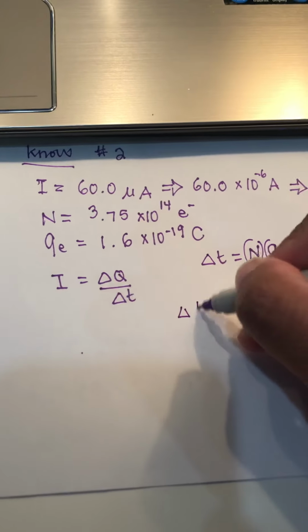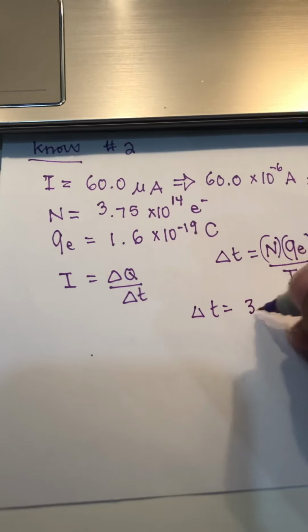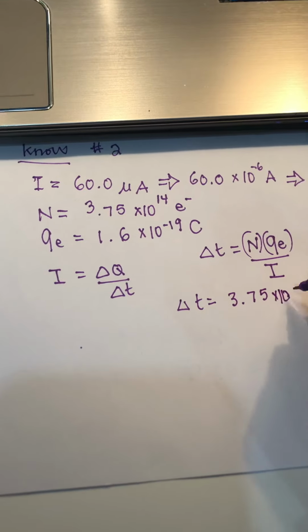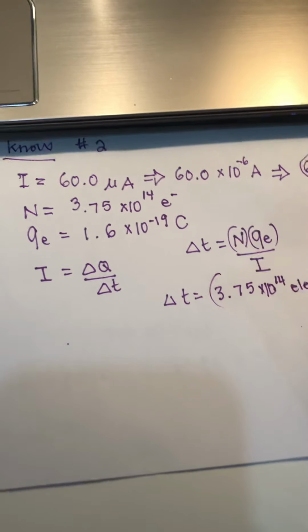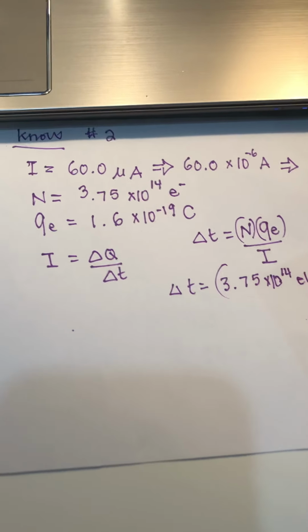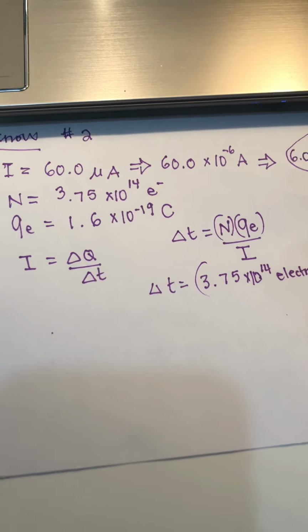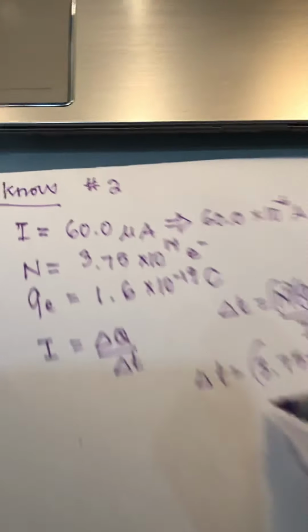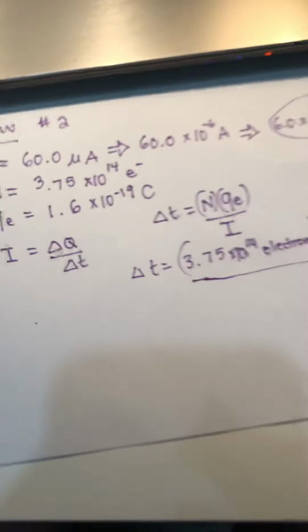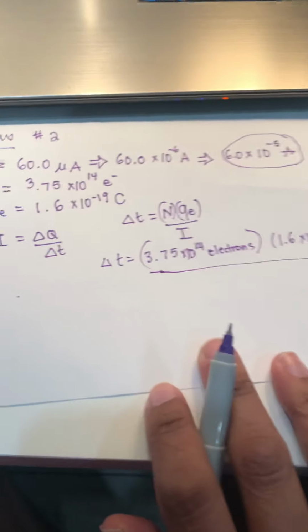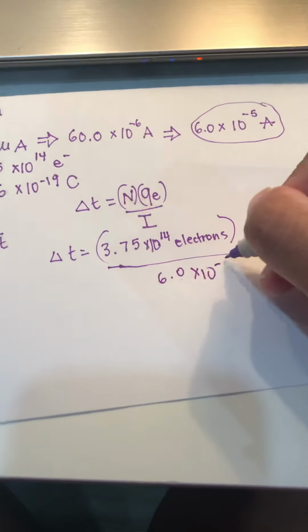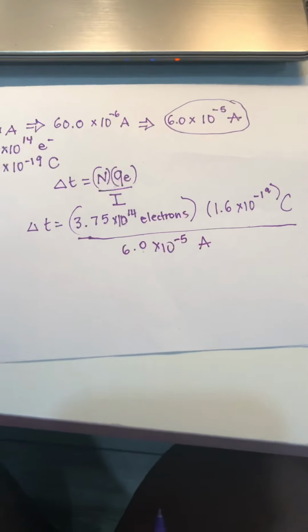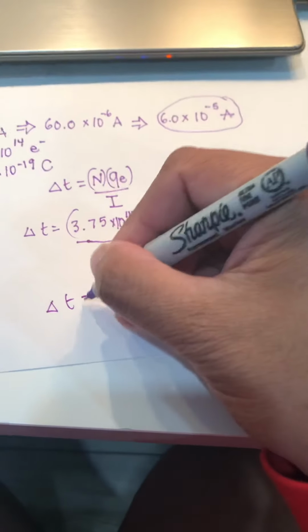So my delta T is going to be N, which is 3.75 times 10 to the 14 electrons, times my Q of E, which is 1.6 times 10 to the power of negative 19 coulombs, divided by my I, which is going to be 6.0 times 10 to the negative 5. Remember, I changed that from microamps. And if you put that in the calculator, you should get delta T is 1.00 seconds.